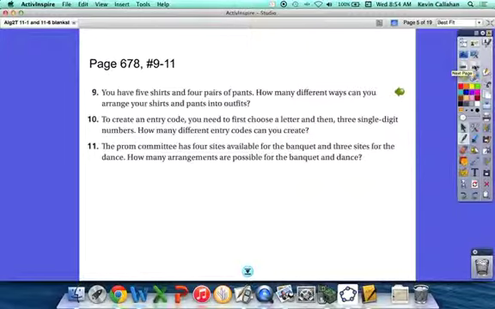Okay, so this is homework. It's in the book, page 678, 9 to 11. If you don't have your book, or you just want to look up here, it's up here, right? The first one says you've got 5 shirts and 4 pairs of pants. How many different outfits do you have?